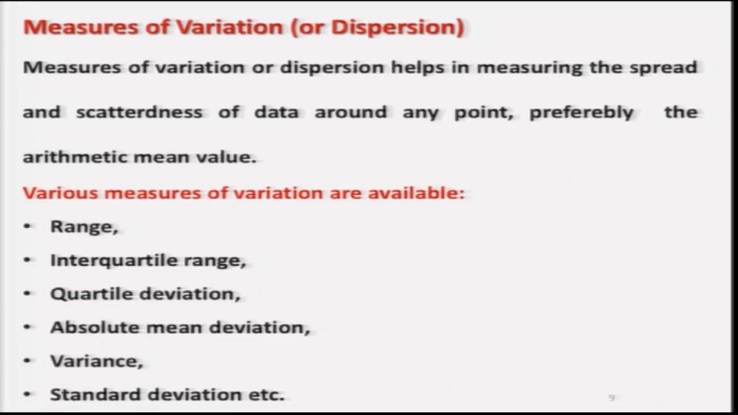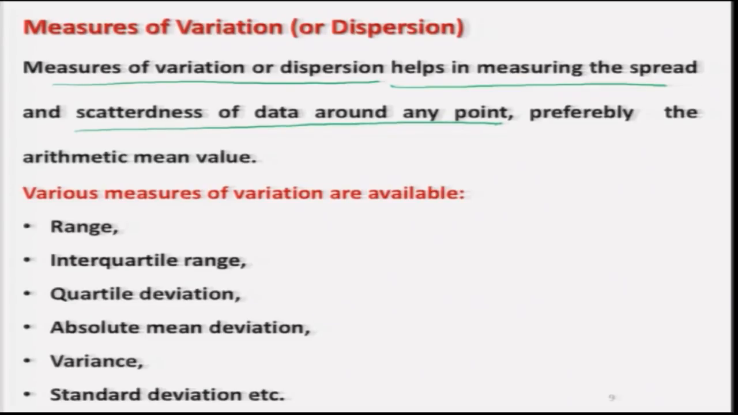Definitely, this is not really the platform or the course where I can explain the advantages of using the arithmetic mean, but as I go further in the lectures, I will try to show you what is the most preferable location around which we should measure the variability. Okay. So, now we have understood that different measures of variations or dispersions help in measuring the spread and scatteredness of the data around any point, preferably the arithmetic mean value.